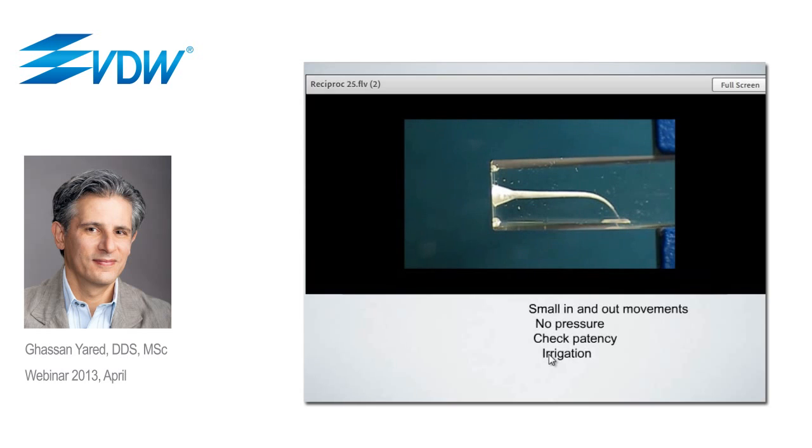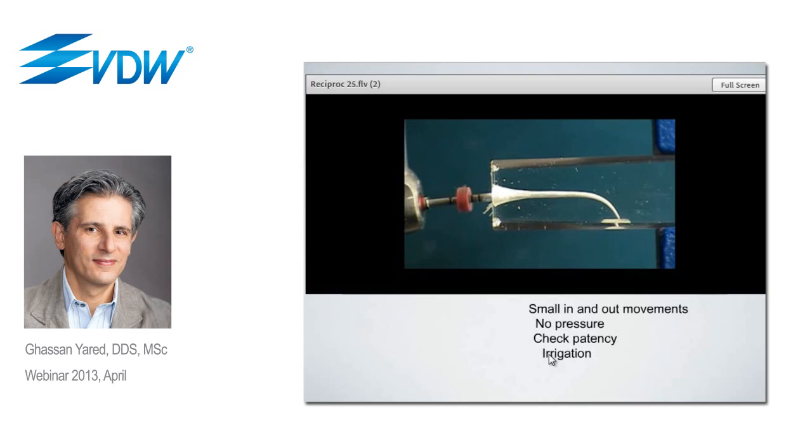Again, very small in and out movements, 3 to 5 millimeters, 3 times, you take it out, you irrigate to clean. You have to take the instrument out after 3 packs to prevent binding of the instrument in the canal. Sometimes the instrument can go very easily in the canal that you will be tempted to let it go in the canal. This is when the instrument can bind. So very small in and out movements, 1 to 3 times, you take it out, irrigate, check patency.